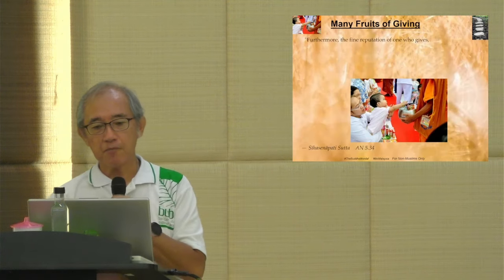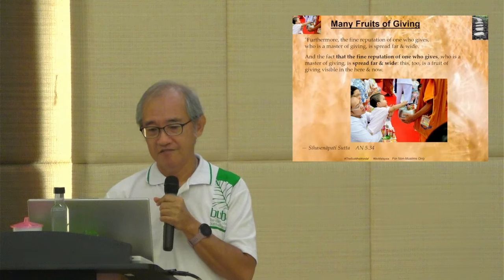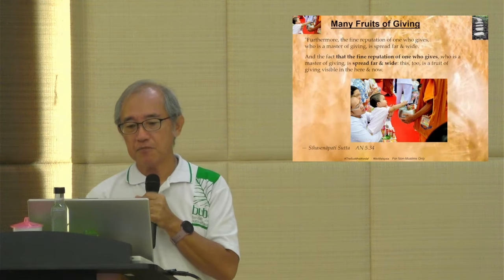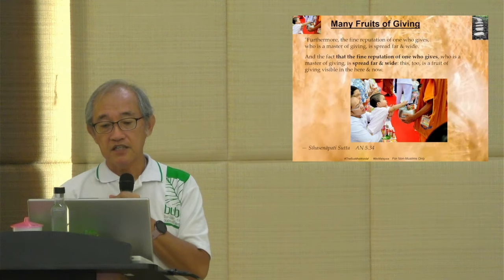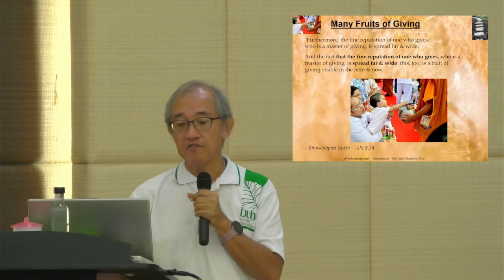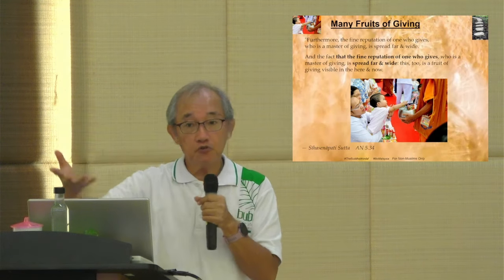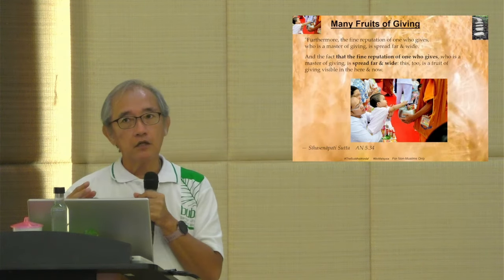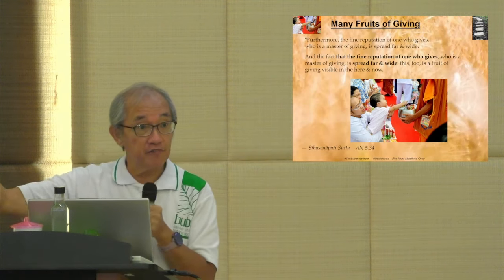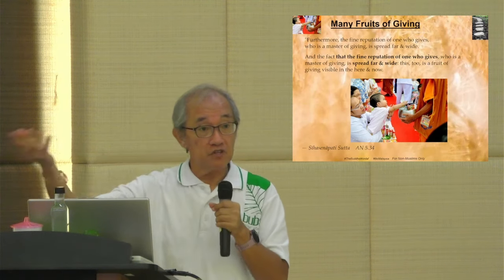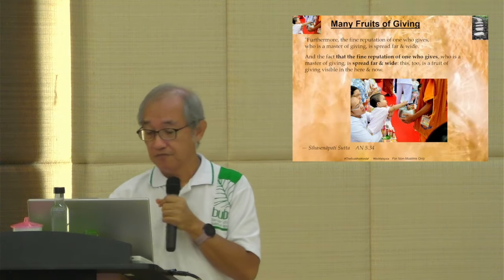Furthermore, the fine reputation of one who gives, who is a master of giving, is spread far and wide. And the fact that the fine reputation of one who gives is spread far and wide, this too is a fruit of giving visible in the here and now. So not just those immediately around you, people know you. People come forward and suggest opportunities for you to donate to other projects further away. Maybe donate to other countries or other parts of Malaysia, building of monasteries and something like that. Okay?